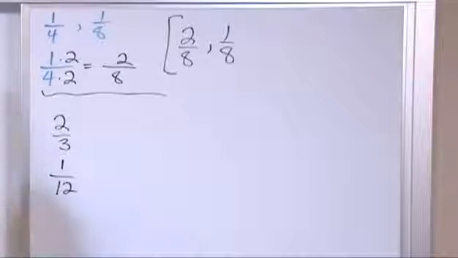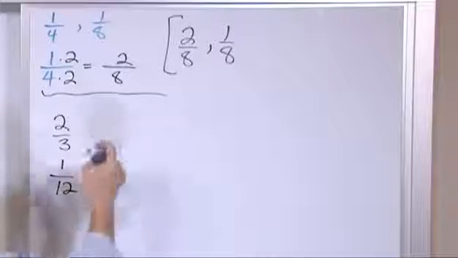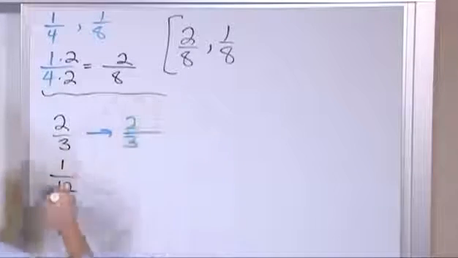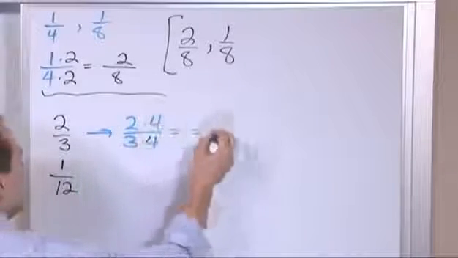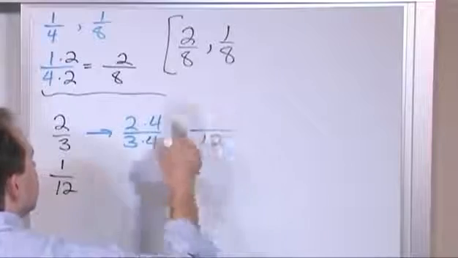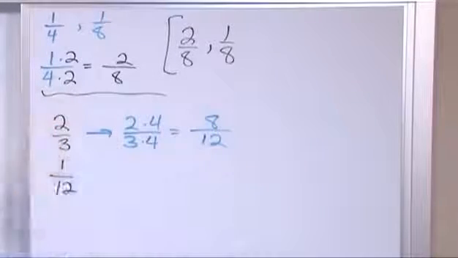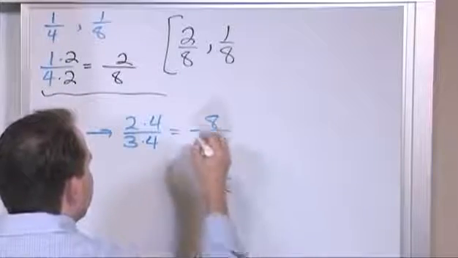Well, I know right away that I can take 3 and multiply by 4 to give me 12. So this is 2/3, right? And I can multiply by 4 on the top and the bottom, and that's going to give me on the bottom 3 times 4 is 12. 2 times 4 is 8. So this fraction 8/12 is exactly the same as the fraction 2/3. So the two fractions I started with were 8/12 and 1/12.